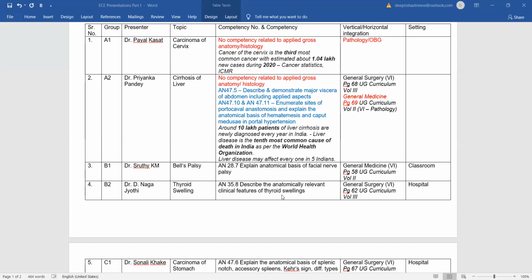But I still chose to take it because cancer of the cervix is the third most common cancer, with an estimated 1.04 lakh new cases around 2020 during this year itself. And this is from cancer statistics of ICMR. I just thought we can integrate it with pathology and OBG, but of course this competency doesn't exist. We can take it as a simple epithelium of the cervix and applied histology.